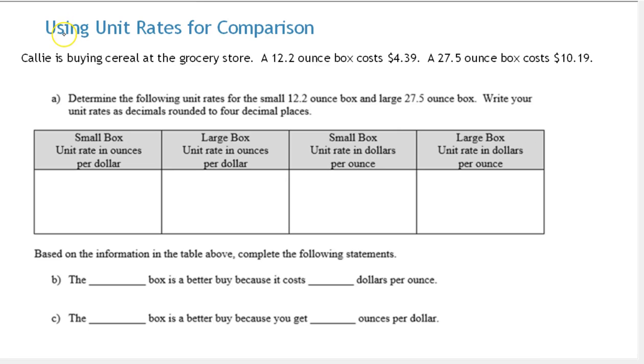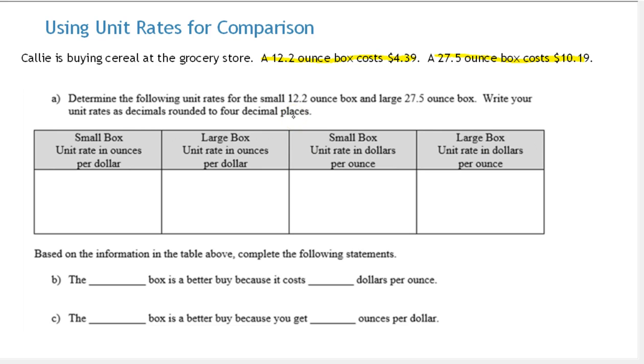In this video, we're going to use unit rates for comparison. Callie is buying cereal at the grocery store. A 12.2 ounce box costs $4.39. A 27.5 ounce box costs $10.19. Now we're asked to determine the following unit rates for the small 12.2 ounce box and the large 27.5 ounce box. Write your unit rates as decimals rounded to 4 decimal places.